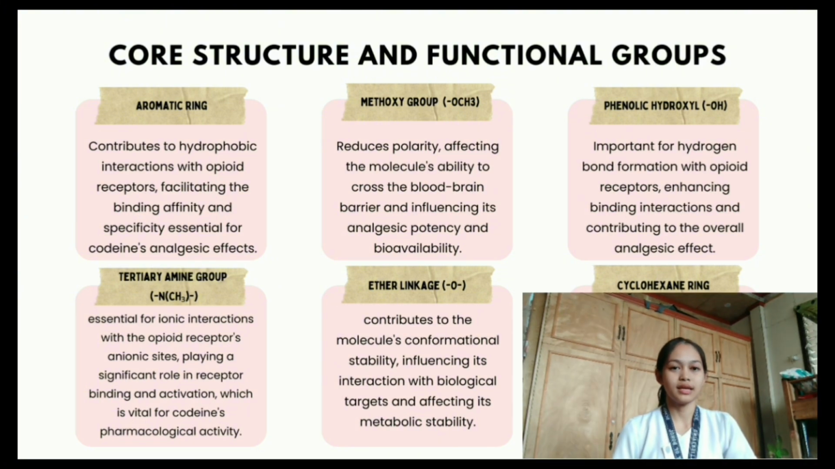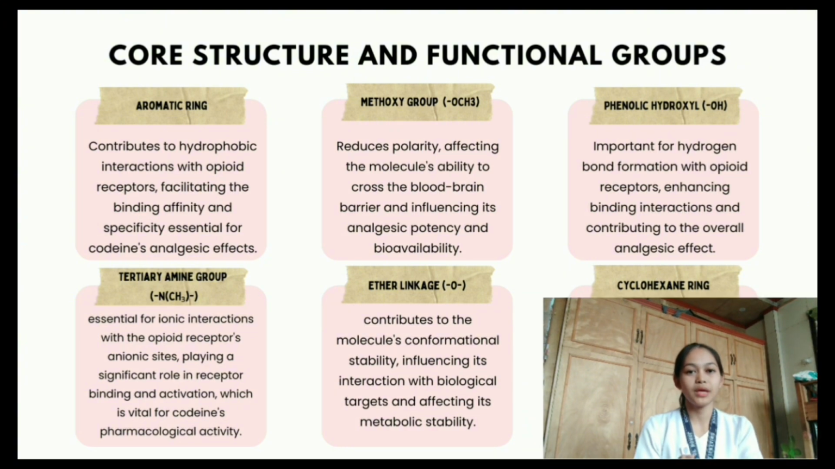Second is the methoxy group. The presence of the methoxy group reduces the overall polarity of the molecule. This reduction in polarity improves codeine's ability to cross the blood-brain barrier, increasing its bioavailability and analgesic potency. Third is the phenolic hydroxyl, the OH group. The phenolic hydroxyl group plays an essential role in hydrogen bonding with opioid receptors. This interaction enhances binding strength, contributing to codeine's overall analgesic effect.